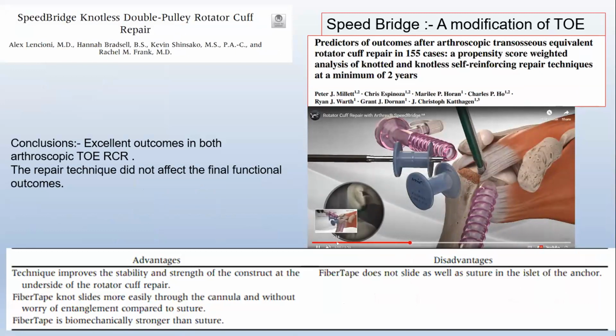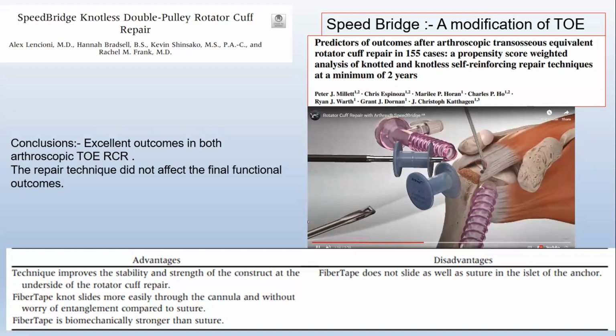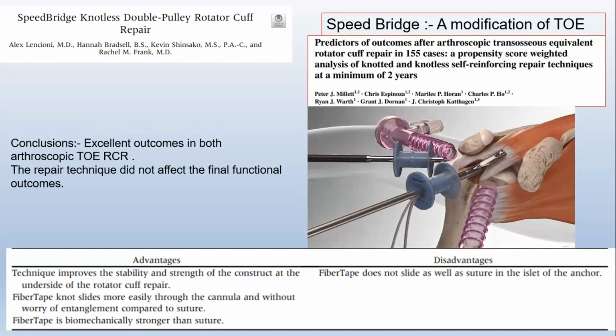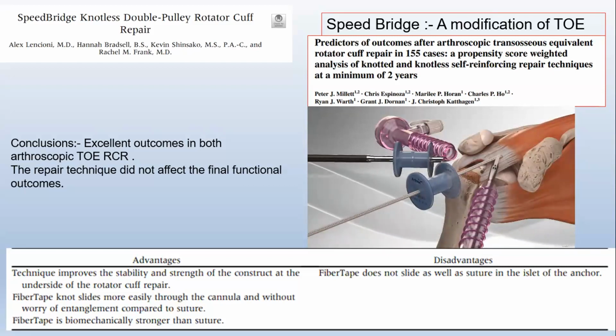First, we have to apply the medial row suture, and instead of suture, we have to use a fiber tape. Once the medial row is done, it is taken to the lateral portal. Again, a bite is taken in the tendon at the rotator cable. Medial row is completed.